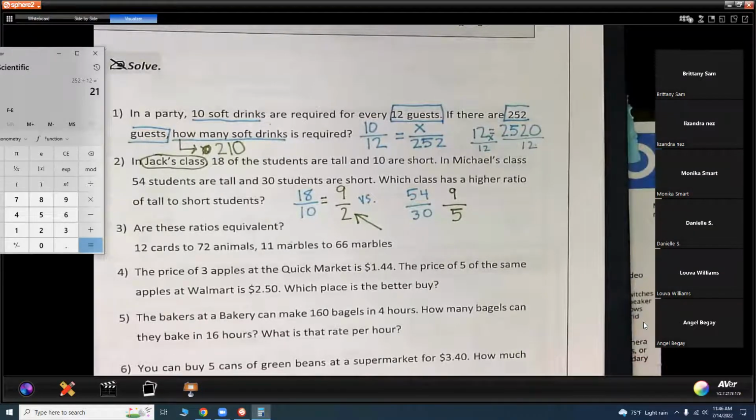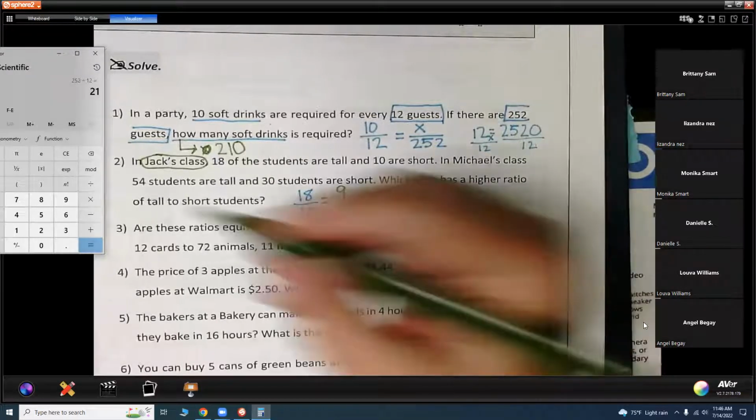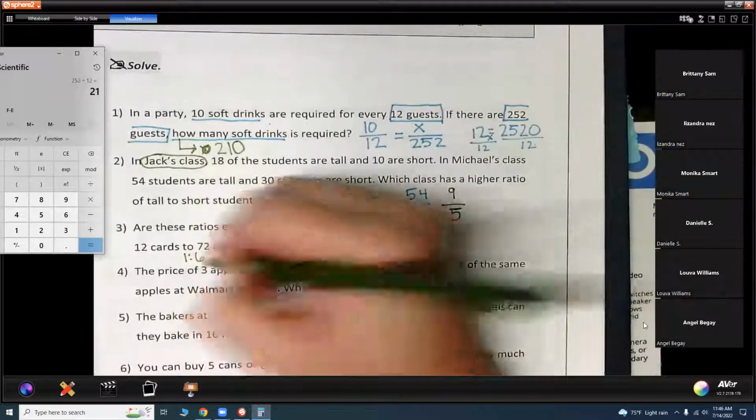Are these two ratios equivalent? It's the same thing: we just reduce them and compare. Are they the same? Right, because they both reduce down to 1 to 6.